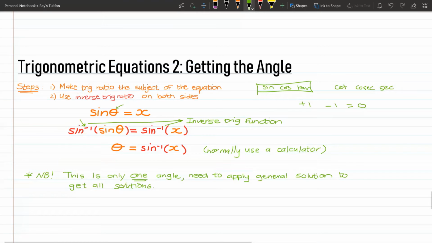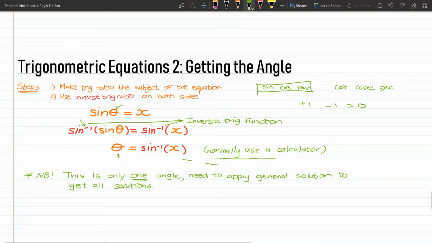And because it is an equation, what we do on one side, we also do on the other side. And then what happens is that the inverse function and the trig function cancel out with each other, leaving you just with a theta. And on this side, we have sine to the power of -1 of x, which we can then use the calculator to solve. So here we only get one angle.